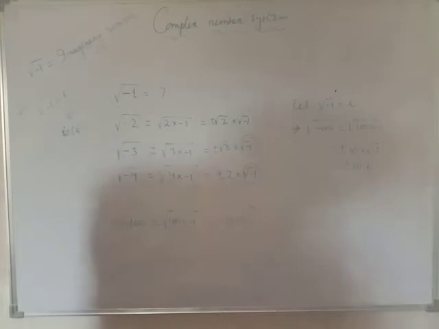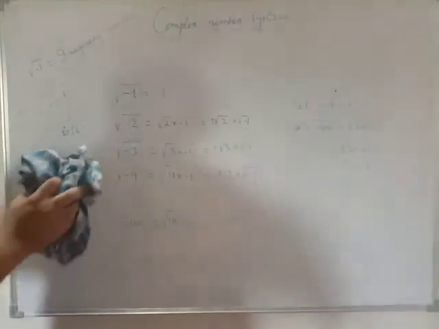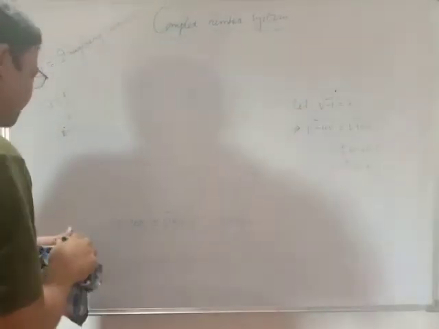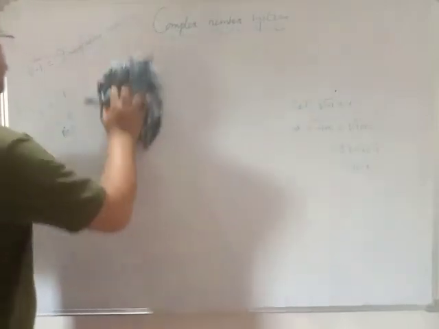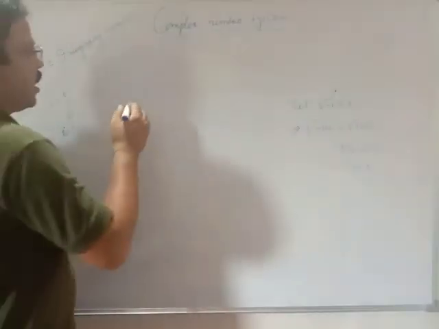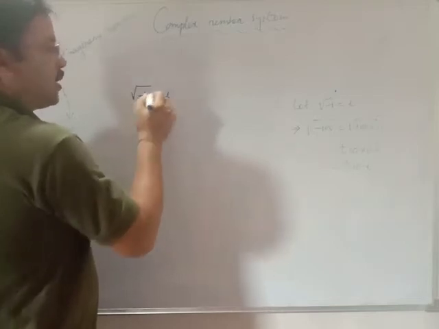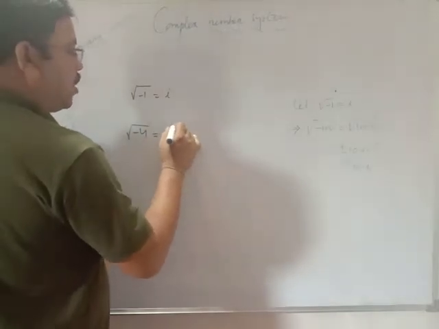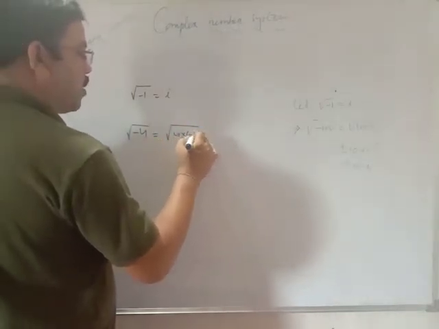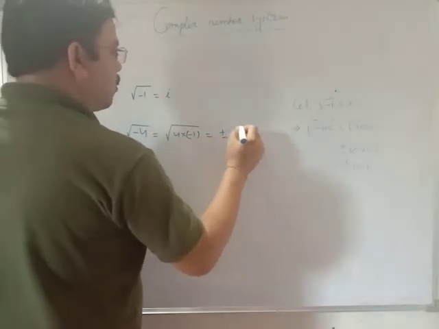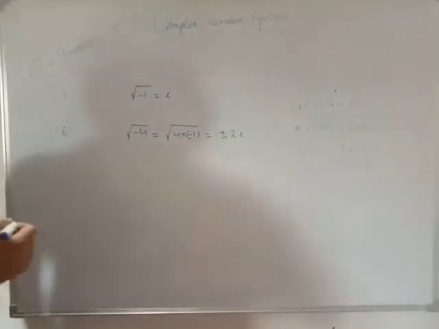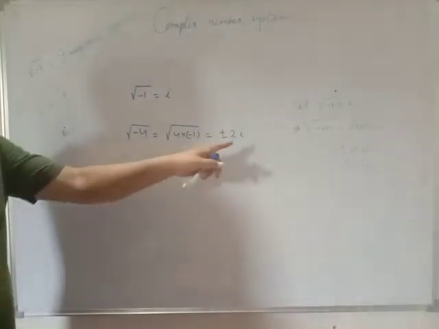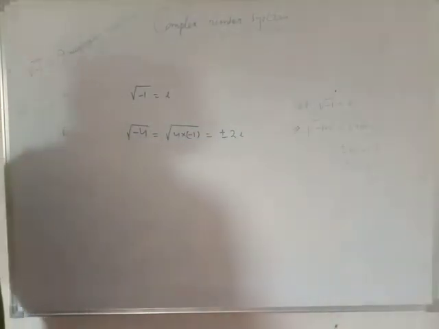Let's start. Can I erase it? So when we assume root of minus 1 is equal to I, then every problem will be solved, because root of minus 4 is equal to root of 4 into minus 1, which is plus minus 2, and root of minus 1 is I. So the square root of a negative number always contains an I, that is iota or imaginary.